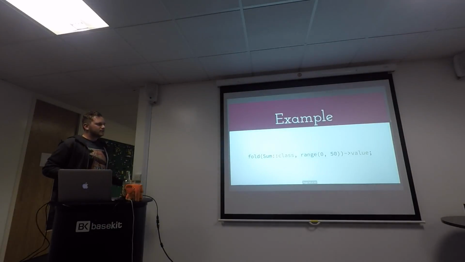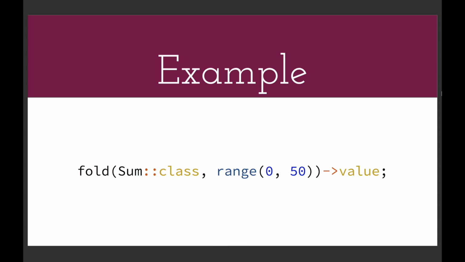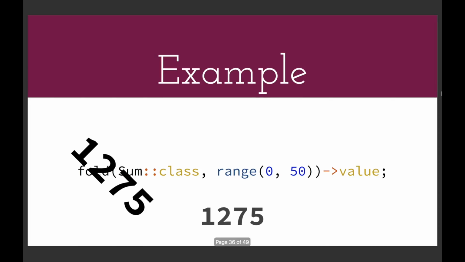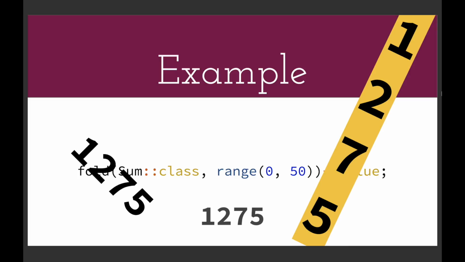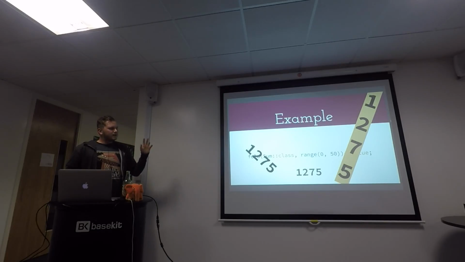And so we can write cool things that look like this. Fold up the list of 0 to 50 with the sum class, right? It's beautiful. And you get 1,275 and everything works and you tell all your friends and that's great. But possibly a bit contrived.